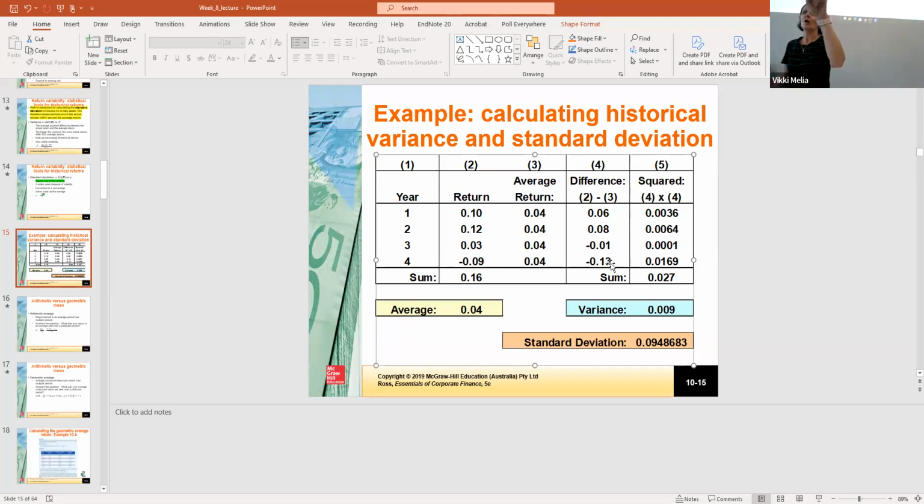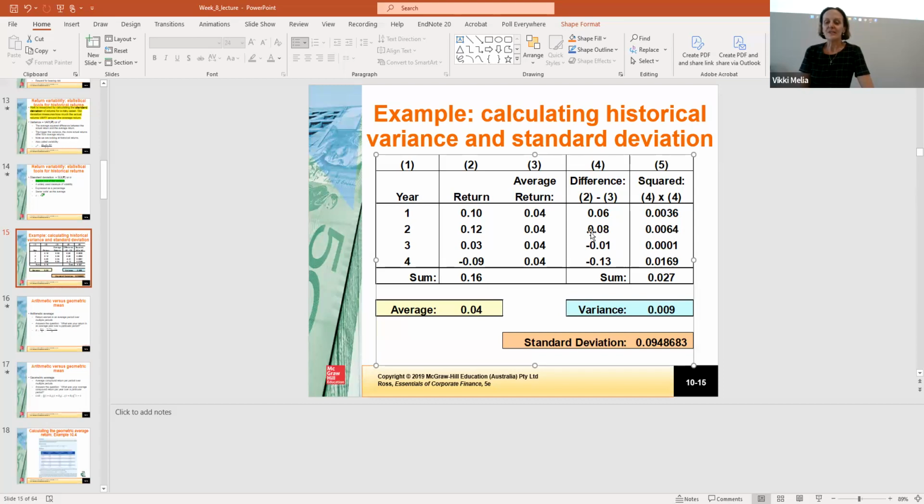So step one was calculating the average return. Step two is calculating the differences between the actual and the average. Step 3, square the differences. So we take the difference from year 1, 0.06 to the power of 2. 0.06 to the power of 2 gives us 0.0036. So we're squaring it. Squaring it means to the power of 2.